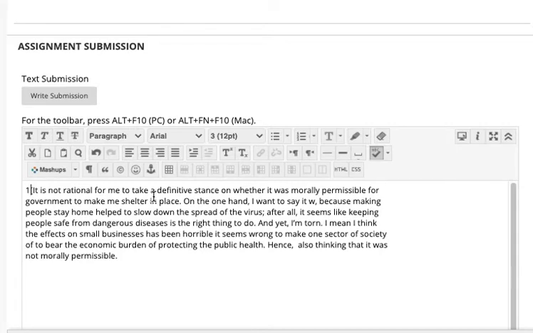So 1, it is not rational for me to take a definitive stance on whether it was morally permissible for government to make me shelter in place. Okay. On the one hand, I want to say it. Oh, look at this. It looks like they meant to say probably what. What 2 letters did they leave off? Was. Okay, so I put this in here to remind you that you can and should and must take care of little typos and stuff like that. So if you have run-on sentences, comma splices I'm not so worried about, but make sure you understand that if you have a comma splice, you have 2 statements in that sentence, at least.